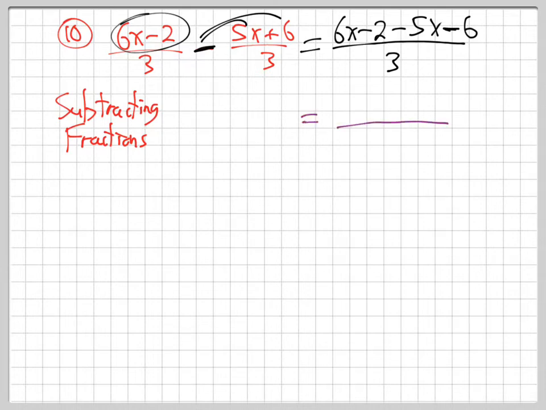we can combine things. Now it's just combine like terms. 6x minus 5x. Yeah, just x, 1x, or just x. Yeah. And minus 2 minus 6. Lose $2 and lose $6, you lost $8. Over 3. And we're done. That one wasn't bad because they had common denominators. Does that make sense? Questions I can answer?